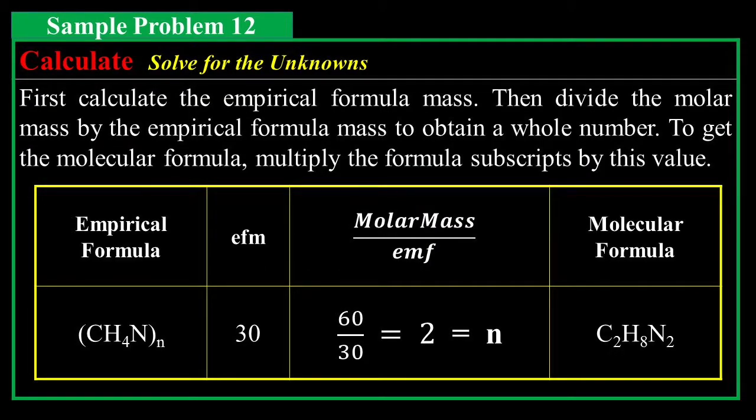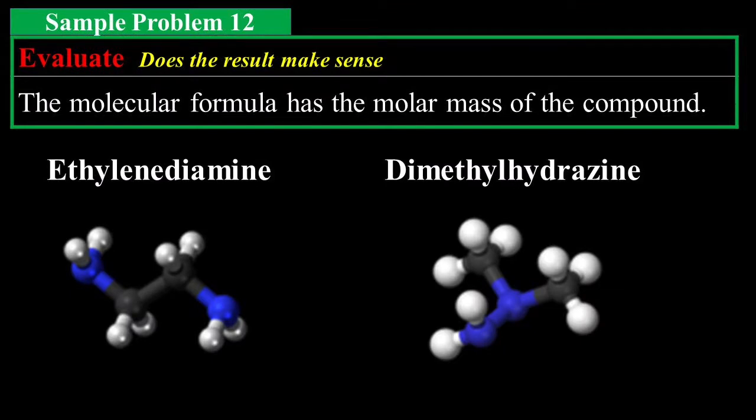So we know that the empirical formula is CH4N, and that N represents the multiplier. The EFM is 30. The molar mass is 60, so the multiplier is 2. That equals N. So the molecular formula is you multiply 2 times 1 is 2, 2 times 4 is 8, 2 times 1 is 2. So it's going to be C2H8N2, and that's going to be the answer to the problem. That's going to be the molecular formula. So the molecular formula has the molar mass of the compound, ethylene diamine and dimethylhydrazine.